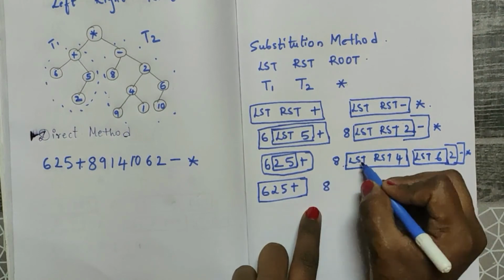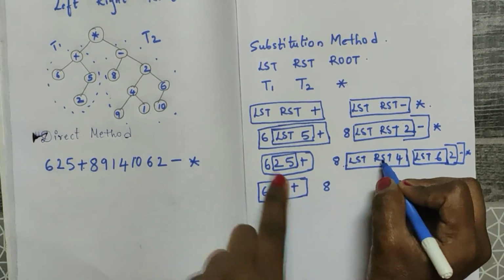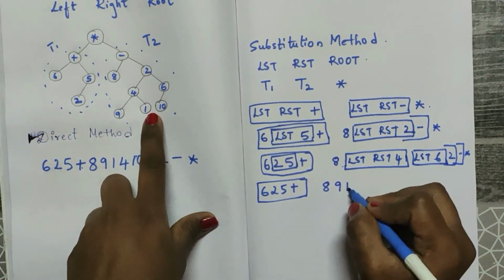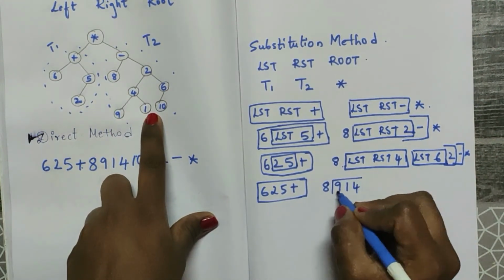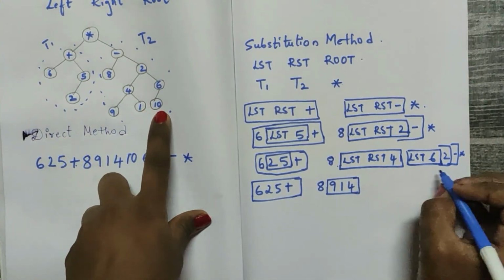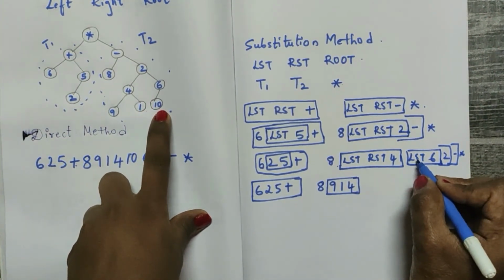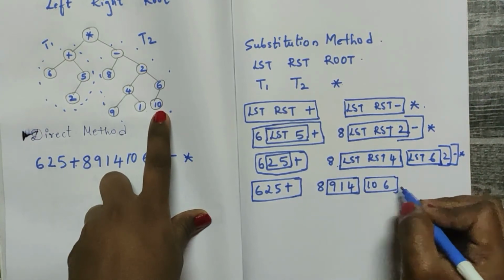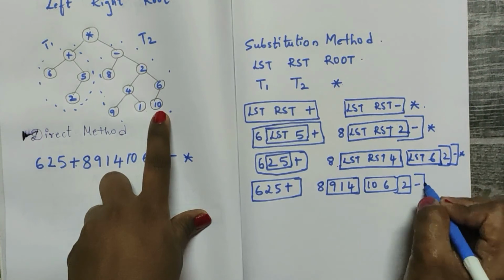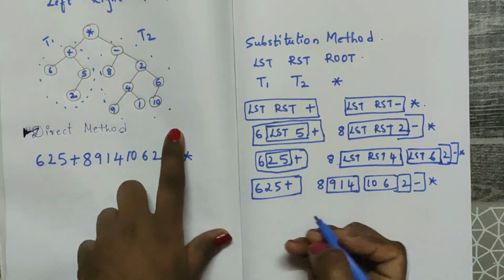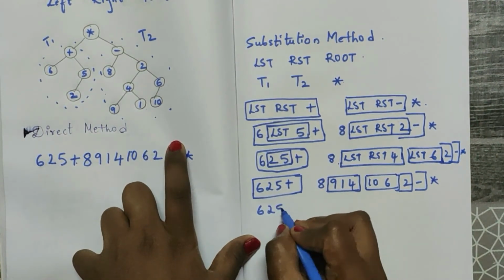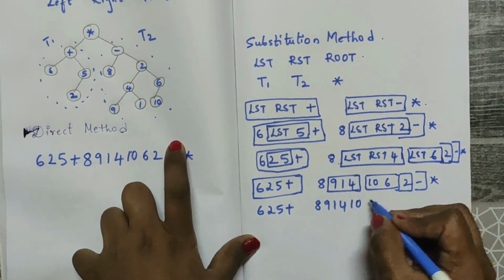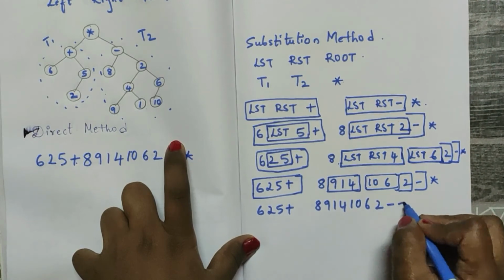Now 8 comes here. Now your 4's LST and RST. So LST is 9 and your RST is 1 and then your root. So this box is also done. Then your 6's LST, that is 10, and then you have 6 and then your 2, then your minus and then star. So now let us come to the final conclusion. 8, 9, 1, 4, 10, 6, 2, minus and star.